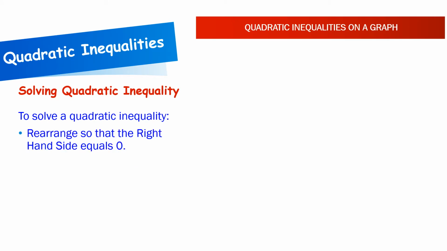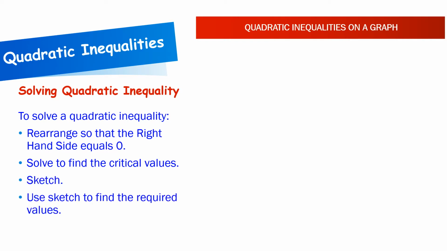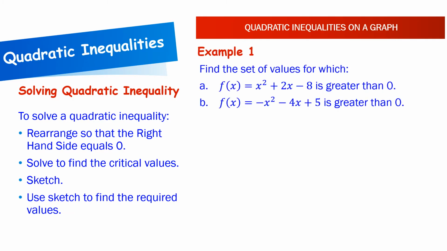We first rearrange the inequality so that the right-hand side equals 0. Then solve to find the critical values, sketch, and then use the sketch to find the required values. Let's take a look at an example.